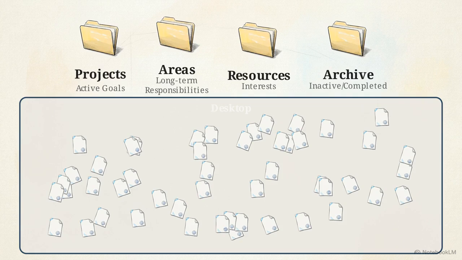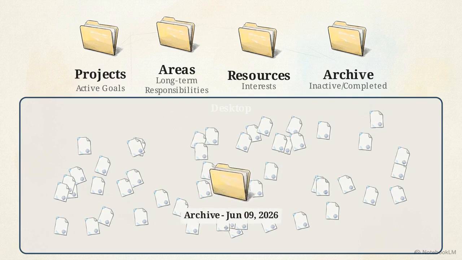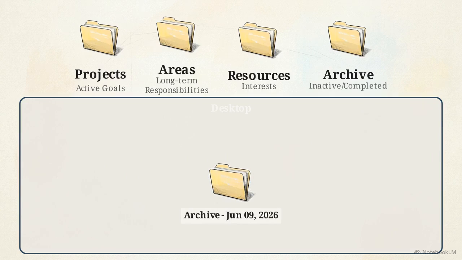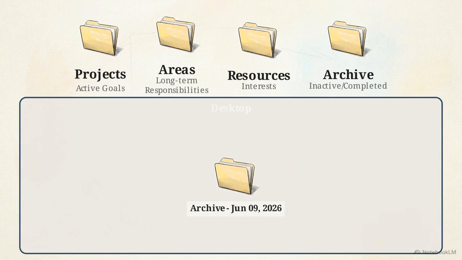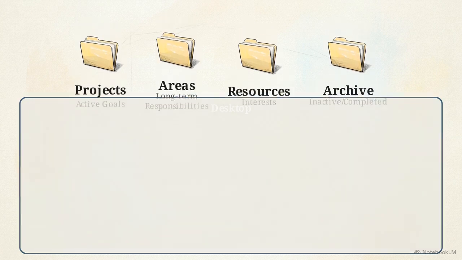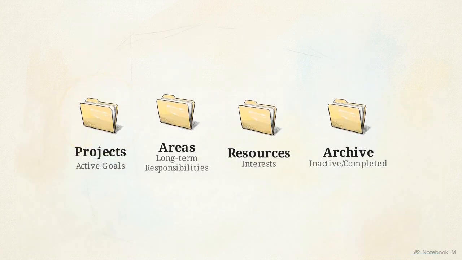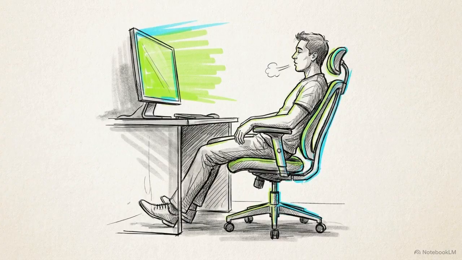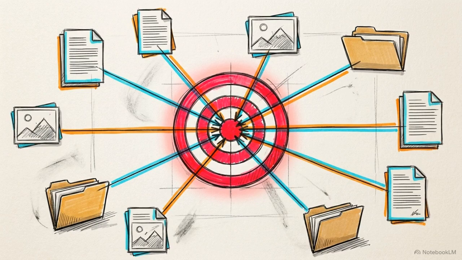Instead, use the clean slate hack. Take every single file currently on your desktop and move it into a single folder marked with today's date. Now, drop that dated folder directly into your master archive. Your workspace is instantly clear, but every file remains accessible if you need it later. This setup reduces your cognitive load. From now on, every file you interact with is tied to an active, meaningful goal.